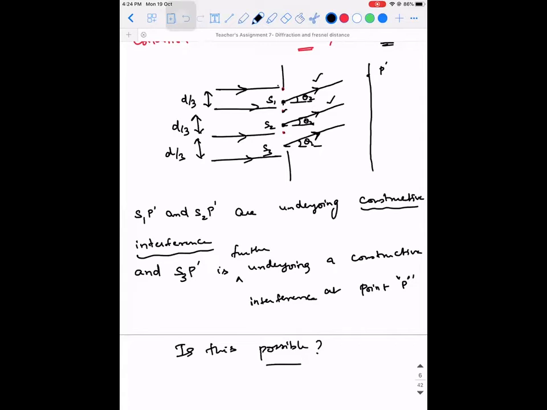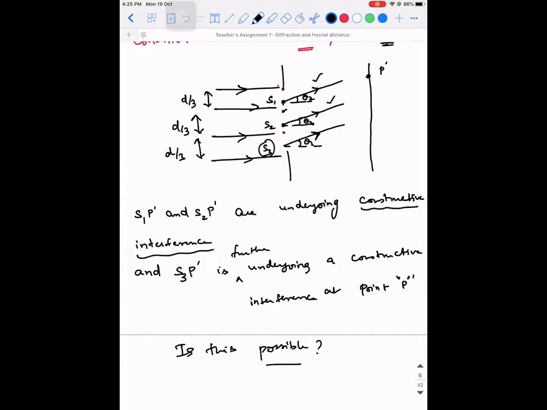You will have more amount of light, meaning you will find more intensity. So to the already existing amount of light, if S3P' is also going and falling on the screen in such a way that it is adding some more light to the already existing one, then the spot at P' will become more intense, brighter. But what are you able to observe on the screen?